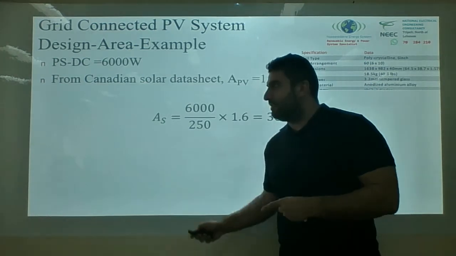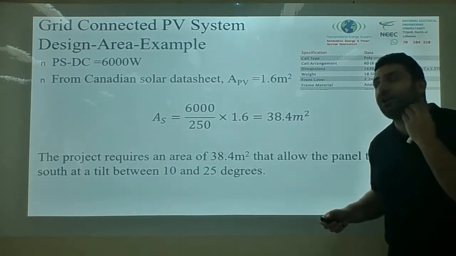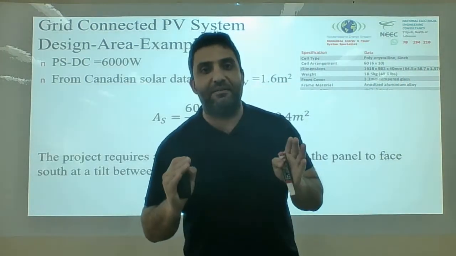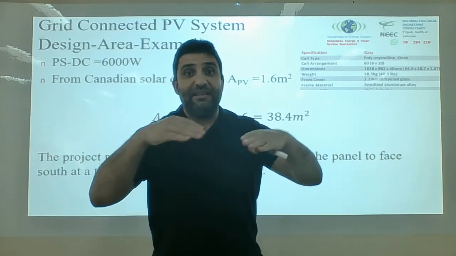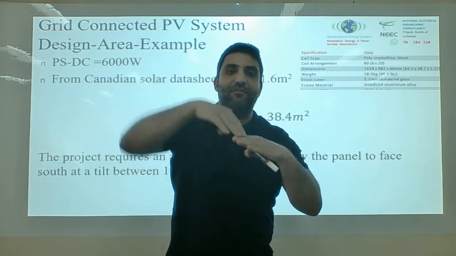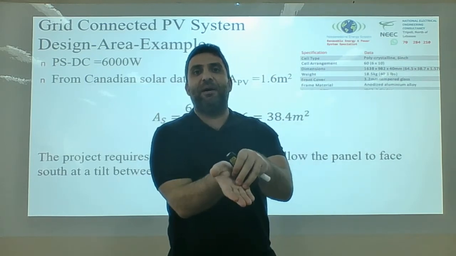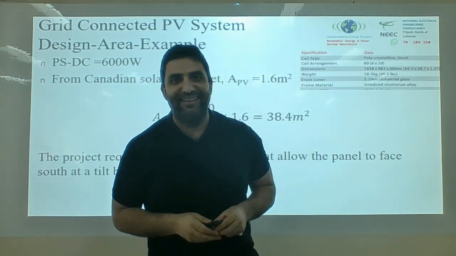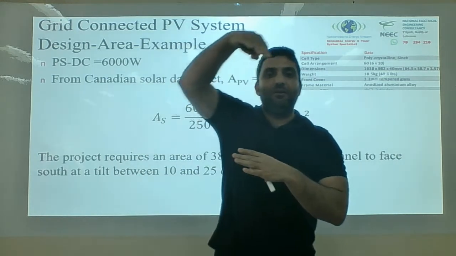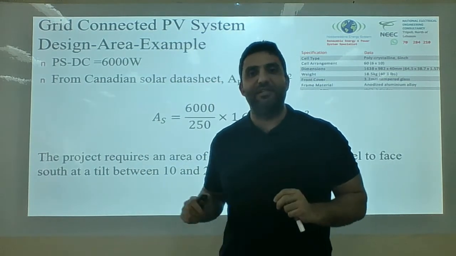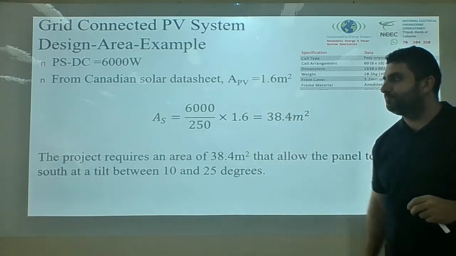So for my system, the project requires 38.4 square meters of area that will allow me to tilt. For example, if it's in Lebanon, I need to tilt facing south, tilt it maybe by 20 to 25 degrees. If I'm designing for the summer, tilt depending on your season. You can choose from the table.